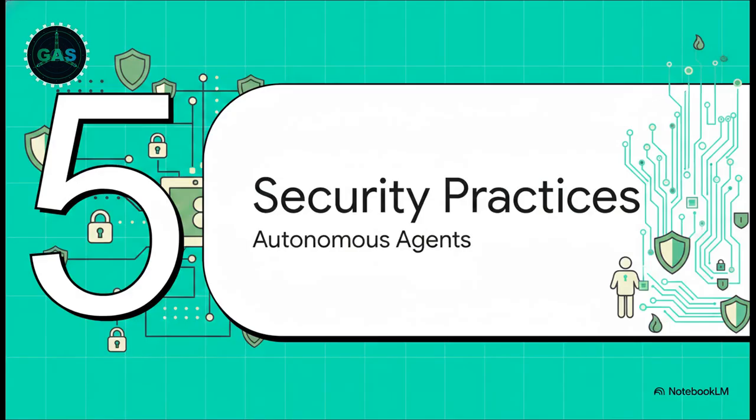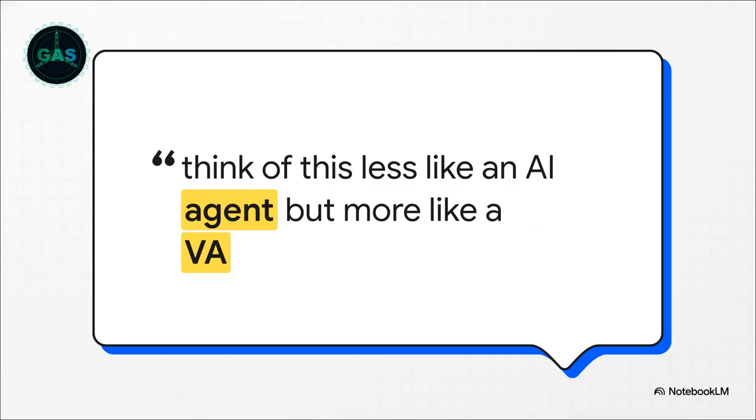And finally, Section 5, AI Security Best Practices, Managing Your Autonomous Agent. I really want you to think about this quote. Think of this less like an AI agent and more like a VA that has access to your email and your files. This hits the nail on the head as to why we built a sandbox in the first place. You have to treat this non-deterministic AI exactly like a highly capable but super literal-minded virtual assistant.